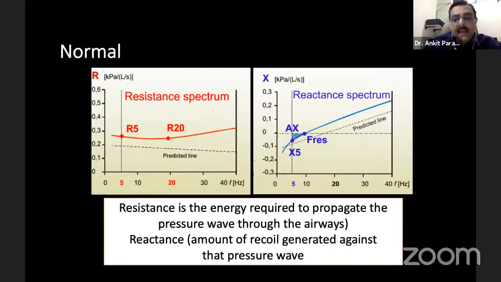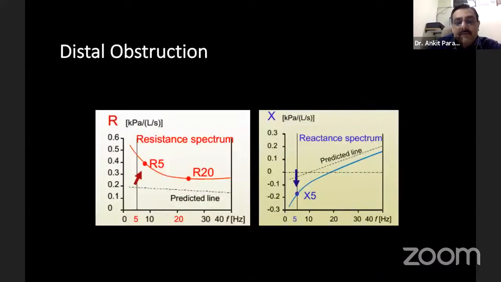And now what you get is a different set of values. What we have been looking at for spirometries is FEV1s and FVCs. But what you look at in this investigation is you get resistance and you get something known as reactance. You get resistance at 5 hertz to 40 hertz, and again you get reactance from 5 hertz to 40 hertz. And if the resistance is higher at lower frequencies like 5 hertz, but not at 20 hertz, it tells us that it's a distal airflow obstruction.